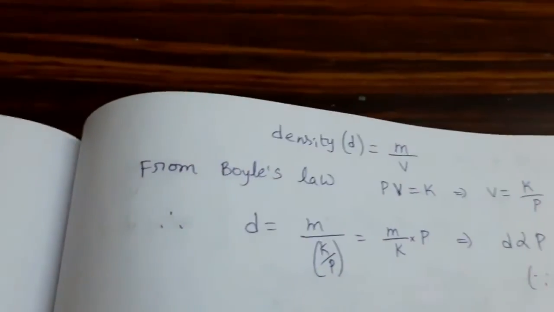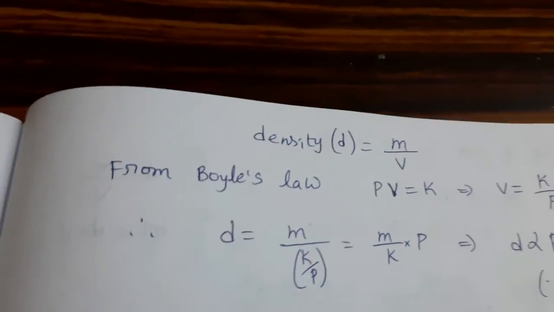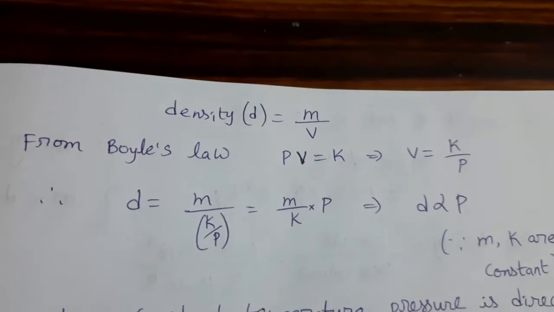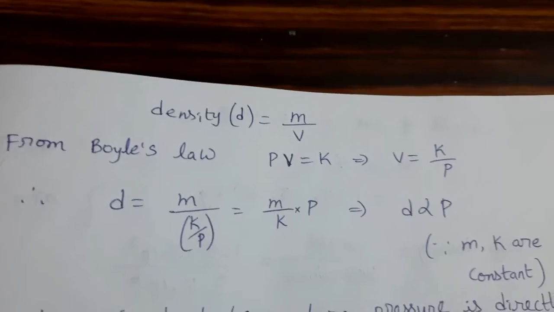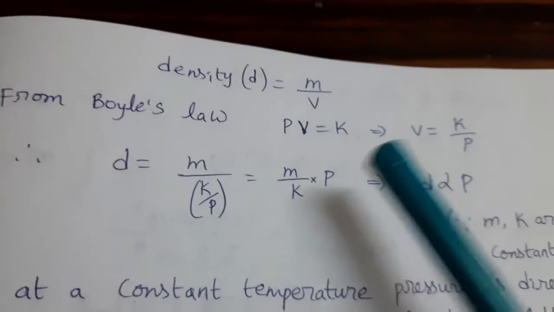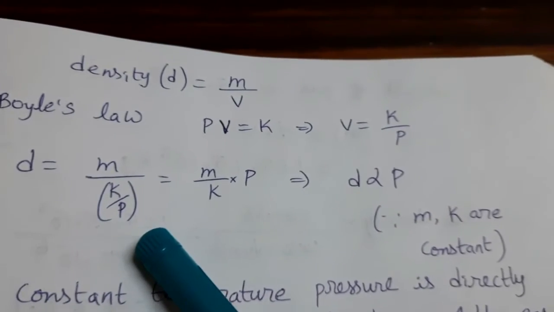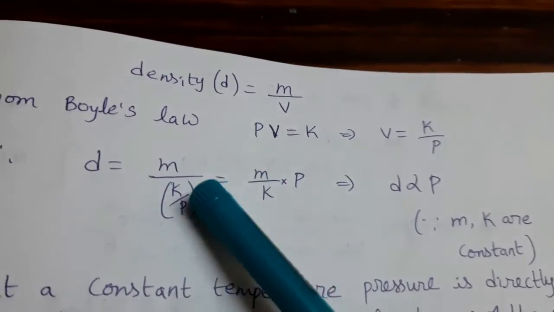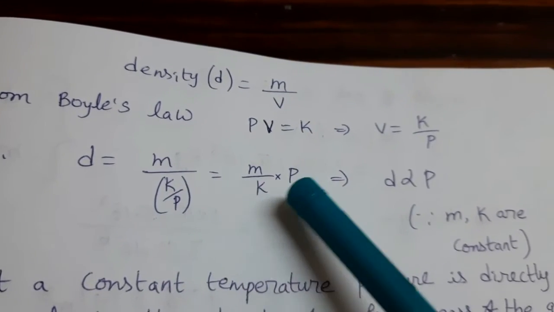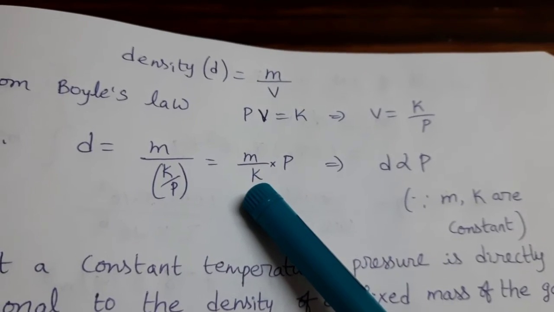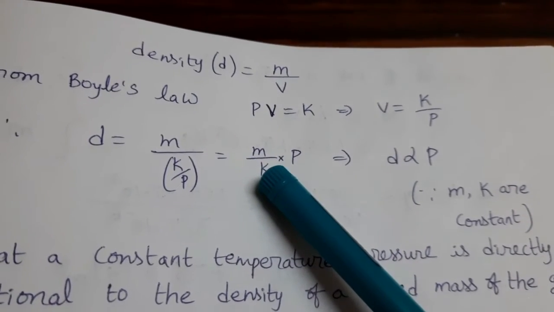So density equals mass by volume. From Boyle's law, PV equals K, so V equals K by P. Now, in place of V, if I substitute this value K by P, then we get density D equals mass divided by K by P, that equals M by K into P. Here, the mass of the gas is constant, K is a proportionality constant, so this term becomes constant.